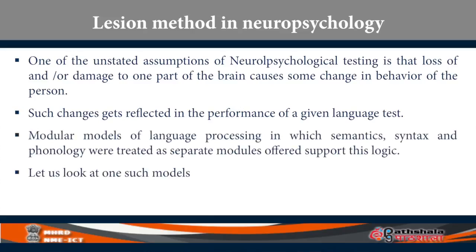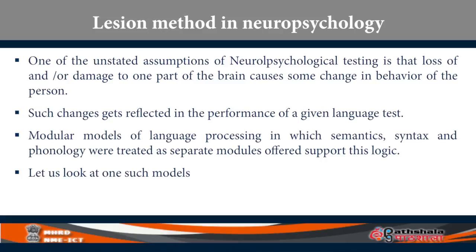So in modular models, you have one box representing semantics, one representing phonology, input phonology, output phonology, and then of course there are arrows connecting these boxes. But neuropsychology paid more attention to the boxes rather than the arrows. That is, how is the information transferred from one to the other they have not paid as much attention to as what is contained in each box.